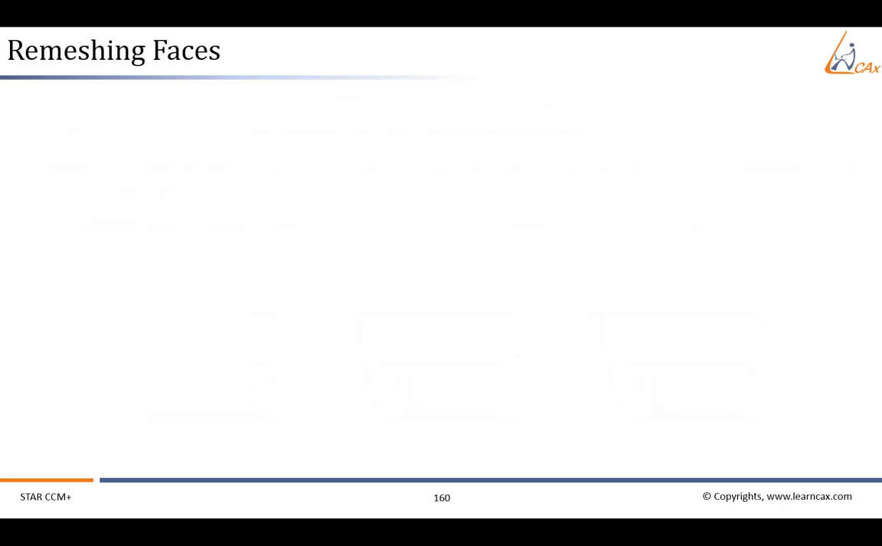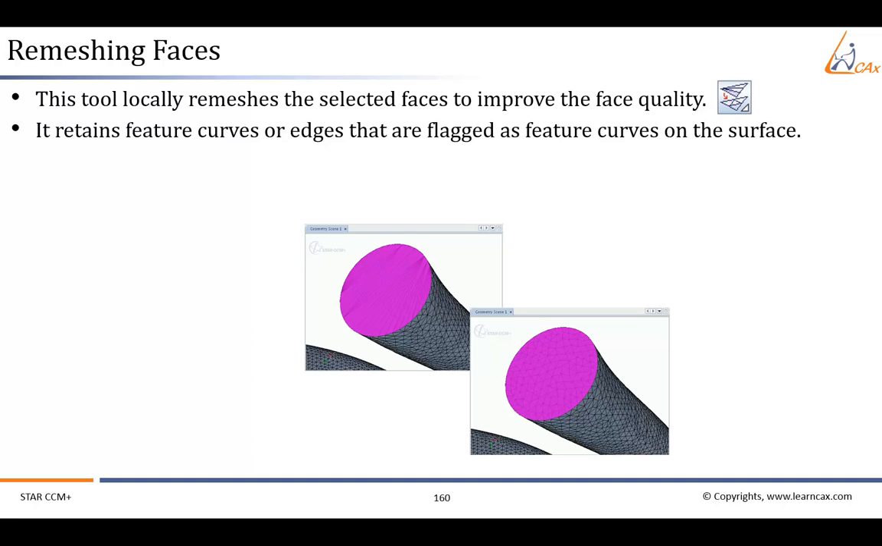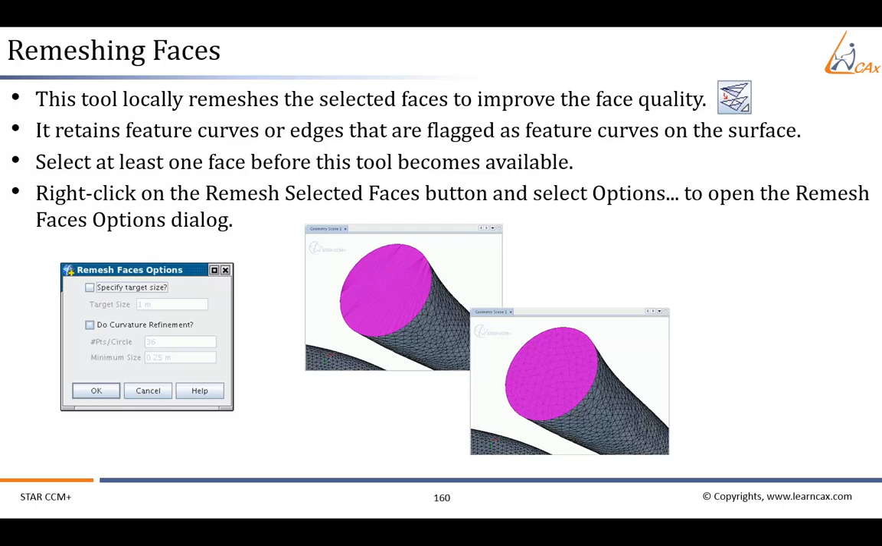Next is Remeshing Faces. This tool locally remeshes the selected faces to improve the face quality. It retains feature curves or edges that are flagged as feature curves on the surface. We have to select at least one face before this tool becomes available. You will have to right-click on the Remesh Selected Faces button and select Options to open the Remesh Faces Options dialog.